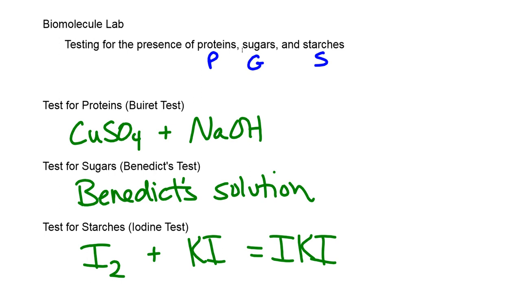We're going to be using Benedict's solution to test for our sugars, specifically glucose. And we're going to be using our Biuret solution, which consists of copper sulfate and sodium hydroxide, to test for our proteins. Now, how our lab is going to look, or what we're going to be conducting, we're going to be doing some positive controls and some negative controls, and then you're going to be testing an unknown.